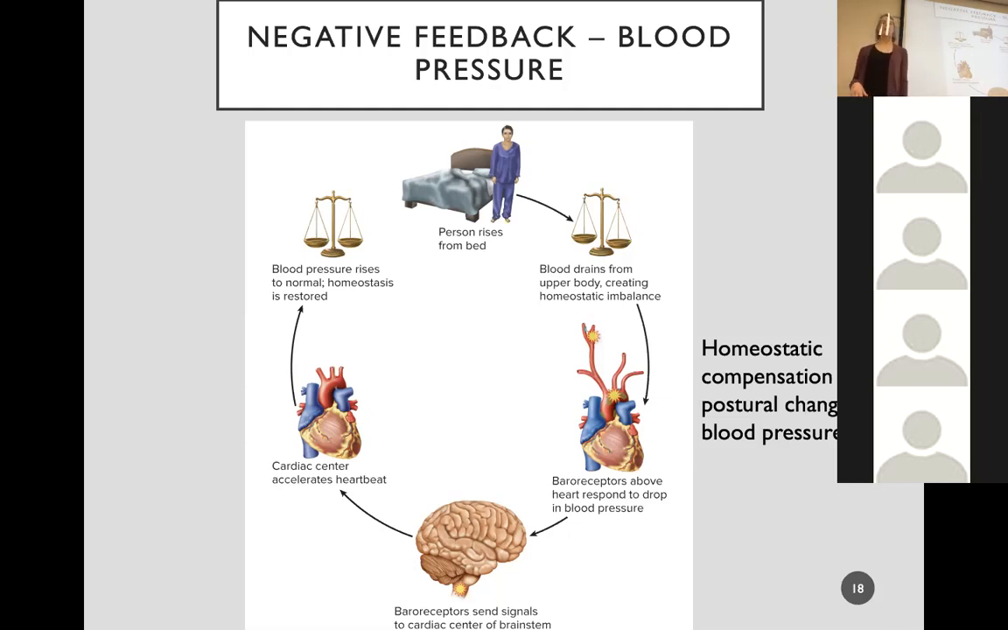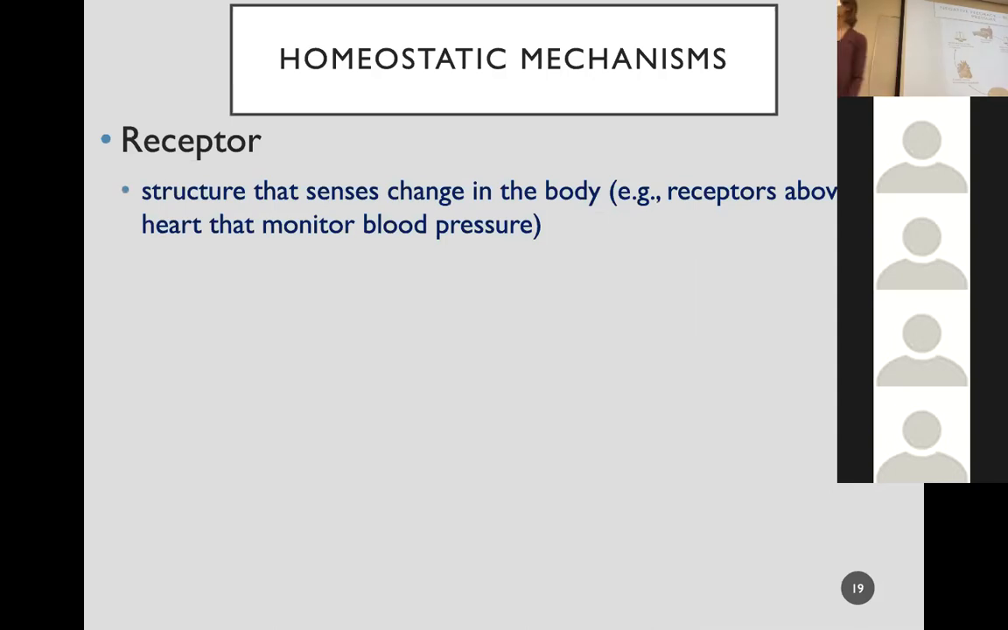So blood pressure is in a lot of ways exactly like that negative feedback loop in body temperature regulation, just a different system. This happens throughout a lot of different systems in our body. And I think I'll stop there, and then finish up the homeostatic mechanisms on Monday.